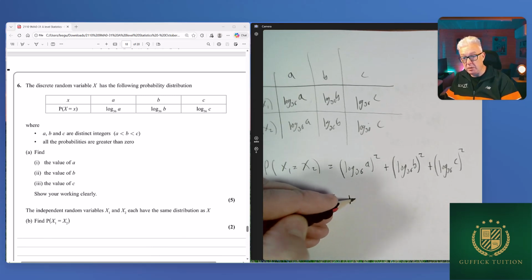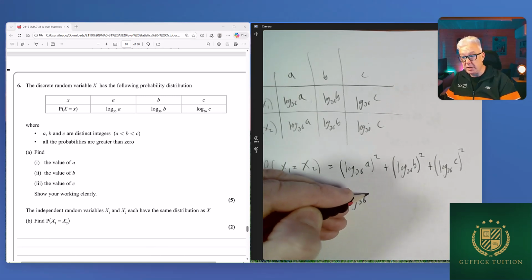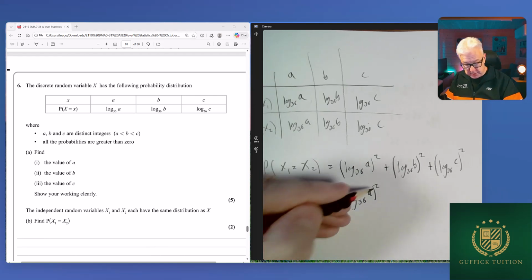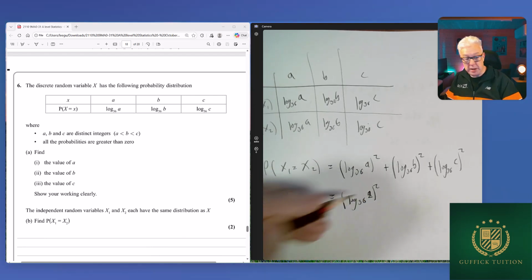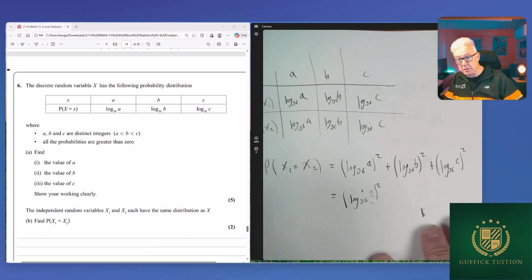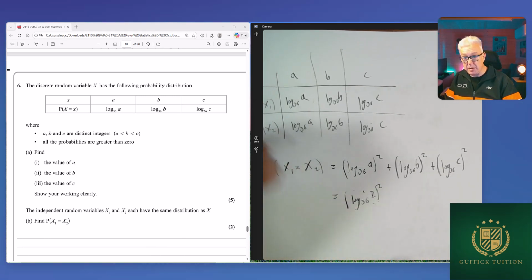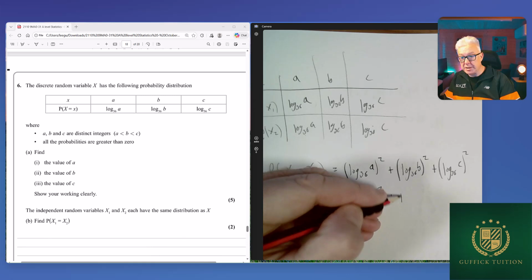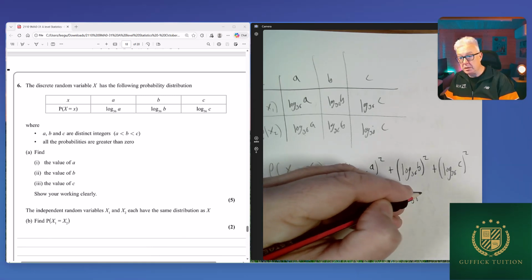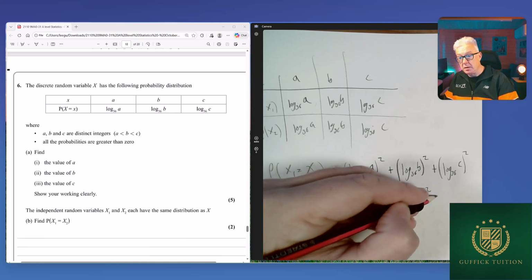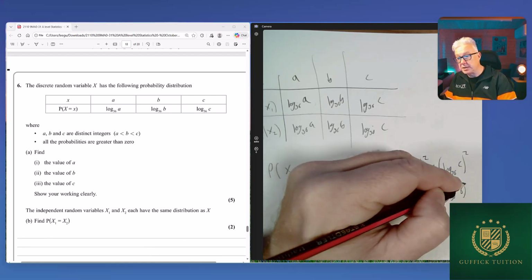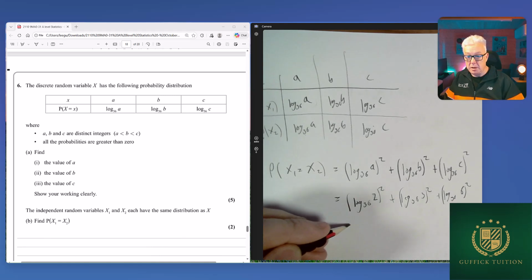Now we know from earlier in the question that a is 2. Oh, a is 2. There we go. That's a 2 there. Let me make that a bit tidier. So that's going to go to 2 there. There we go. That's better. Plus log 36 of 3 squared plus log 36 of 6 squared. There we go. Okay, that's perfect.